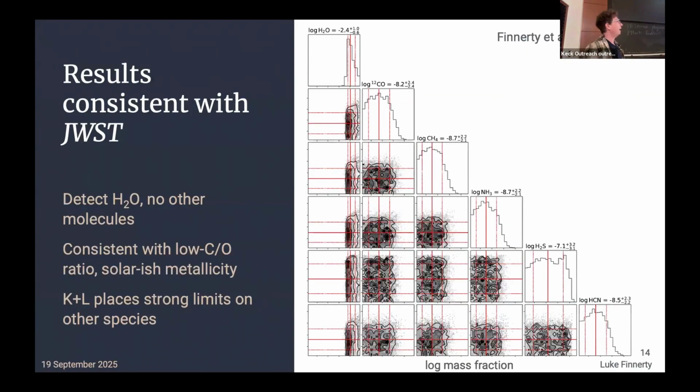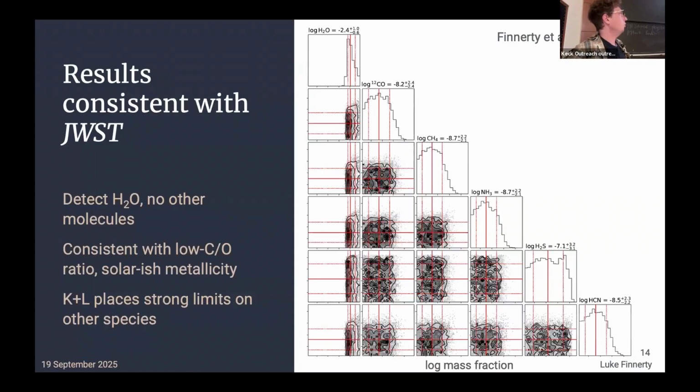And what was exciting is when we went to do our atmospheric retrievals, we actually got results that were in very good agreement with JWST. We detected water and no other molecules, and previous ground-based high-res studies had claimed the presence of a bunch of these other molecules, methane and ammonia, hydrogen sulfide, all simultaneously together. Didn't really understand how that kind of atmospheric chemistry was possible. So it's nice to resolve that tension with those JWST observations and get a more plausible atmosphere.